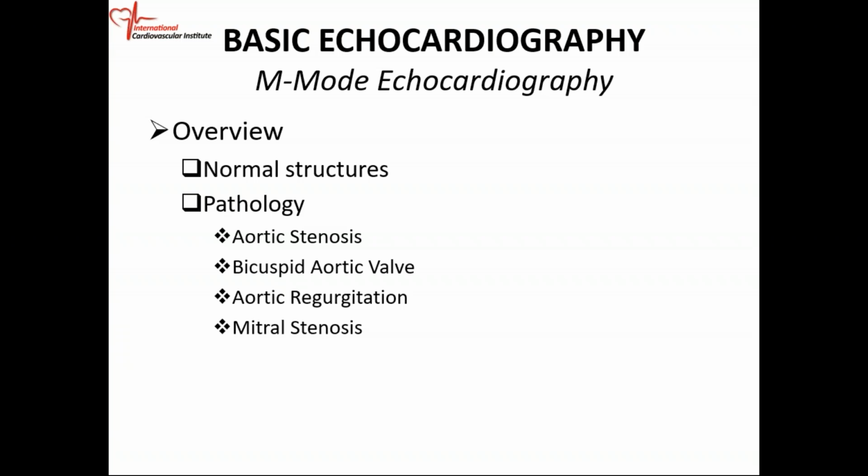Okay. First of all, you have to know what the normal M mode structures look like, and then when you have pathology, you can determine the pathology. So first we're going to look at normal structures, then the different pathology, and the pathologies are classic. We're going to look at aortic stenosis, bicuspid aortic valve, aortic insufficiency or aortic regurgitation, mitral stenosis. They love these things on exams, and you're going to get a couple M mode on exams. They love it. They're going to give you classic images.